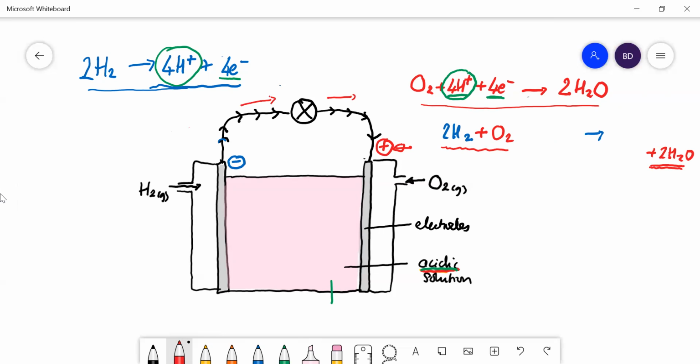Now, with a normal battery, or cell, I should say, when you want to recharge it, what you do is you take the bulb out, and then you put a power supply in there, you plug it into the wall, and you make this the negative one and this the positive one, and you push electrons back the way they don't want to go, and you reverse the chemical reaction. Well, that's not what you do here at all.